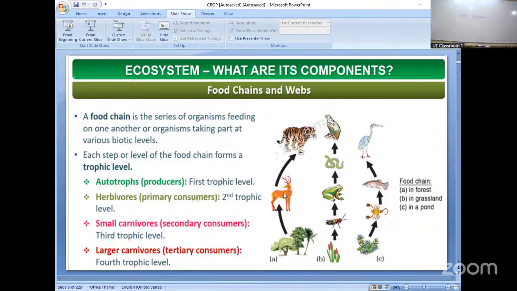Then the primary consumers feed on plants, right? After the primary consumer comes the secondary consumer, on the third trophic level. And the large carnivores or tertiary consumers are at the fourth. So there are four trophic levels, and each separate level of the food chain forms a trophic level.